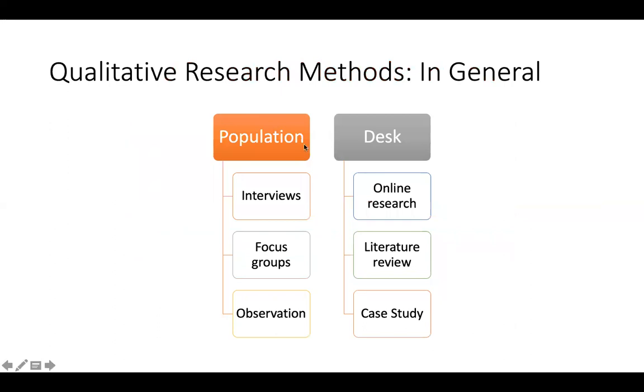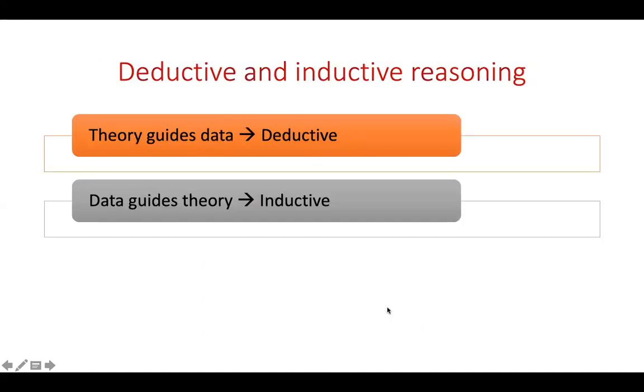In general, qualitative research methods include the following. So we would conduct in-depth interviews, key informant interviews, focus group discussions, and observations, which can be participatory or non-participatory. We can also do desk review using online research, like literature reviews and case studies.